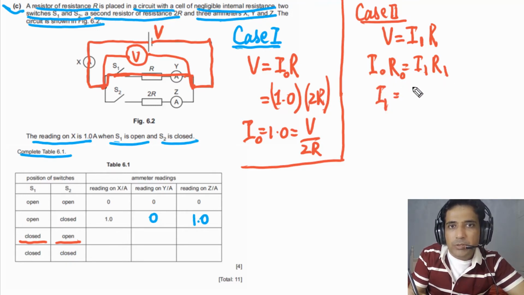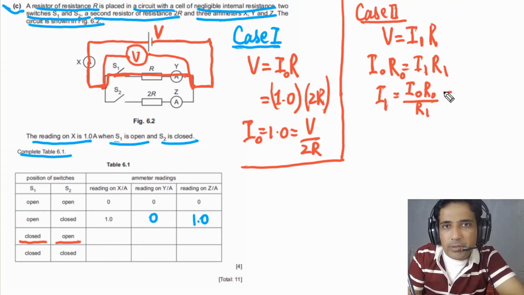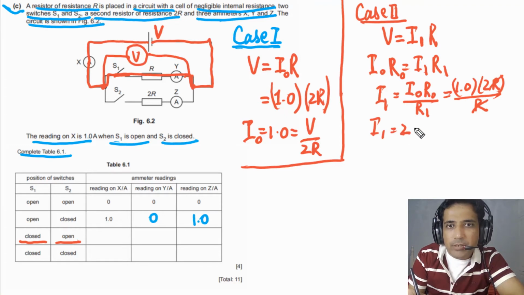In this case, we need to find out value of I1. So we can write down I1 is I naught times R naught divided by R1. So I naught is equal to 1.0 and R naught is equal to 2R. R1 is equal to R. So simply this R we can cancel with this. I1 is equal to 2 times of I naught. So it simply means that I1 is equal to 2 amps.